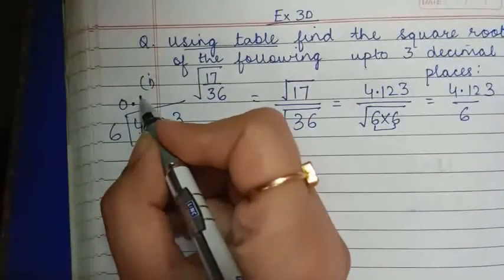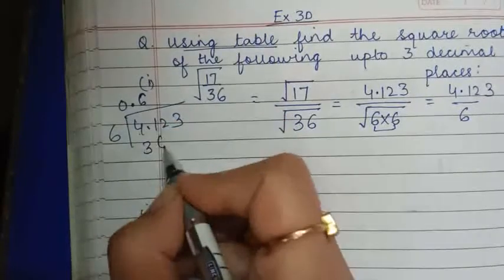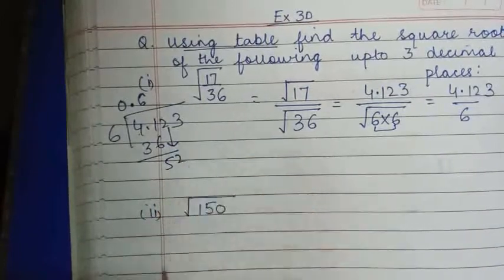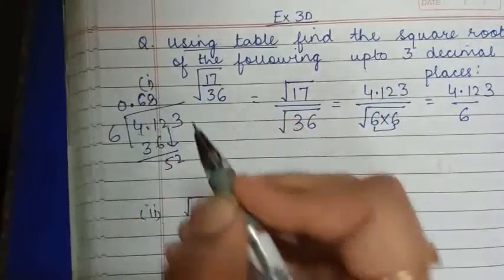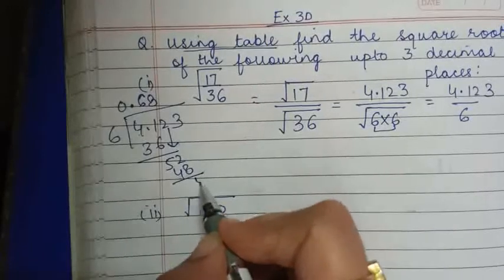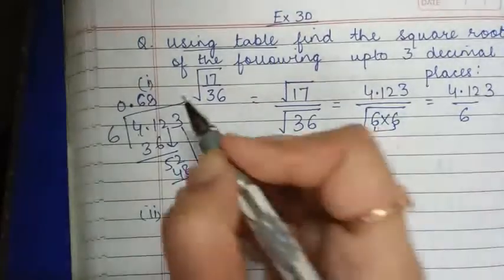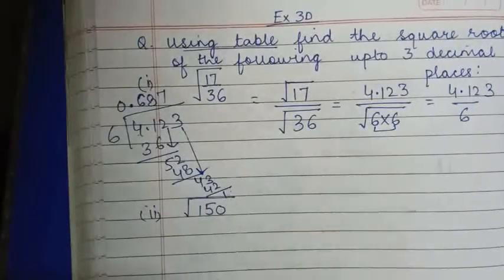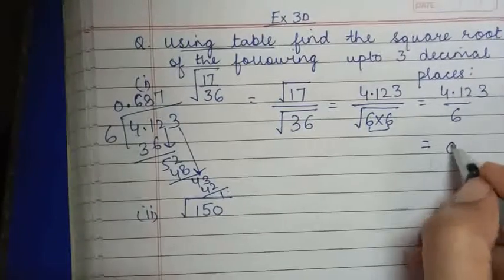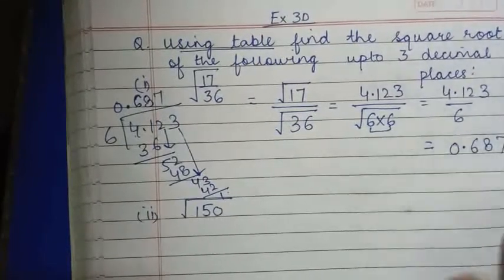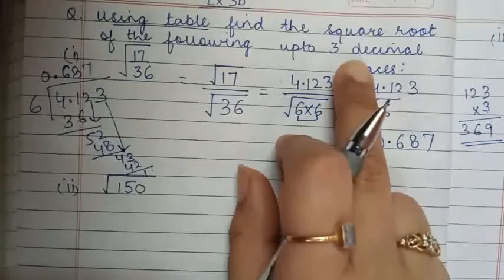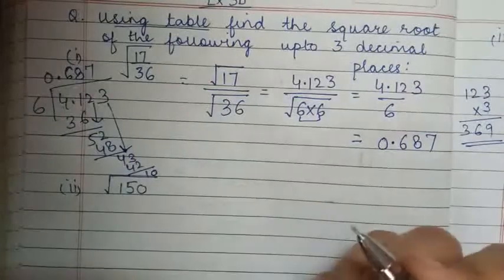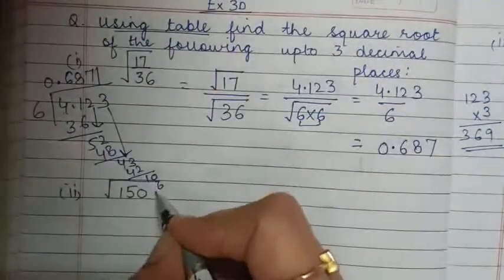41, 6 sixes are 36. Minus, 5, 52. So 6 eights are 48. 12 minus 8 is 4, and 3, 43. Then 6 sevens are 42. 1. Okay, so the answer is coming to be 0.687. How many decimal places have they said? 3 decimal places. So I have to find the answer up to 4. So I copy 1 0 here. 6 ones are 6 and it is 4.